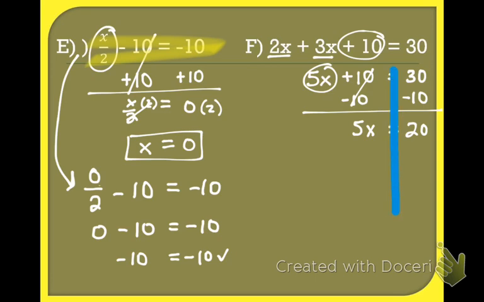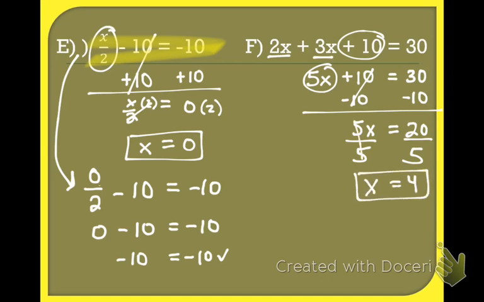Remember, your goal is to get x by itself. If I were to split this in half, on the left side, I still have a 5 that goes with that x. Remember, this does not mean to add 5. Instead, that means to multiply by 5. And the opposite of multiply by 5 is to divide by 5. So now we know our answer is x equals 4.